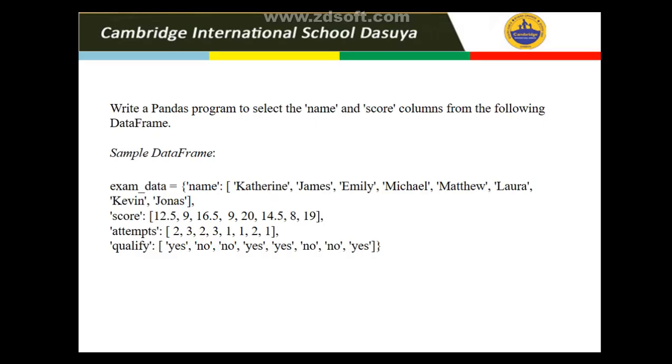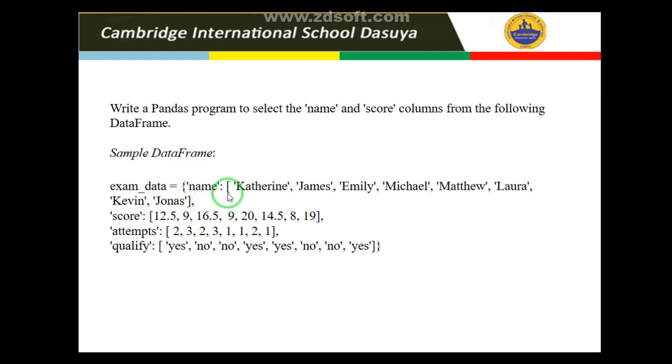Now we are going to solve a problem using data frame. So what is the question here? Write a pandas program to select the name and score columns from the following data frame. First you have to create this data. Here we have created the name list, score list, attempt list, qualify list, and combined them into a dictionary.